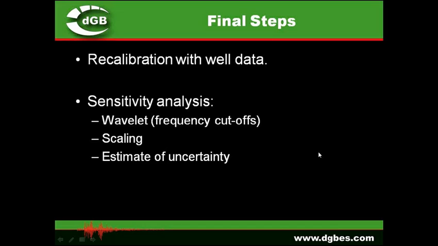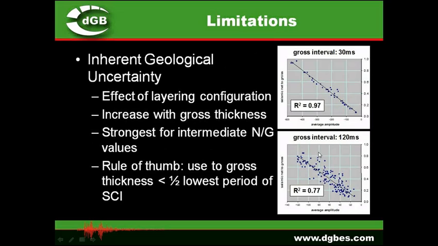So the final steps are recalibration with well data and a sensitivity analysis. For time purposes, I won't go into the sensitivity analysis, but as already mentioned, the uncertainty in the wavelet is very important and can have important effects. So you can investigate what your misestimates in wavelet, what kind of errors would that give. Misestimates in your scaling, what kind of uncertainty would that give. So finally, some words on the limitations of this algorithm.